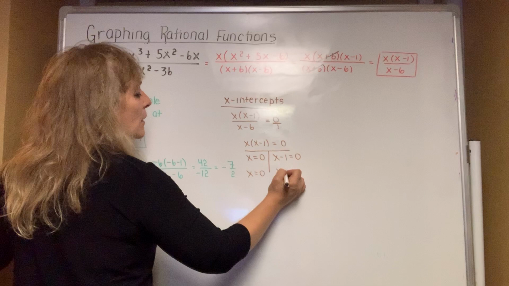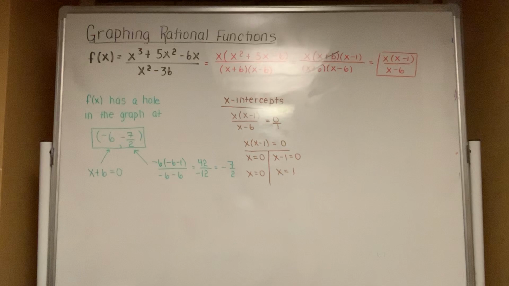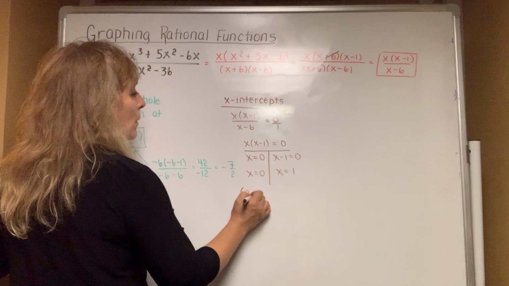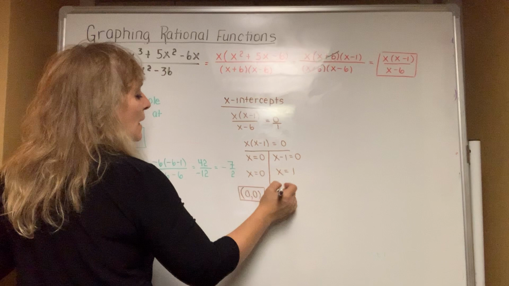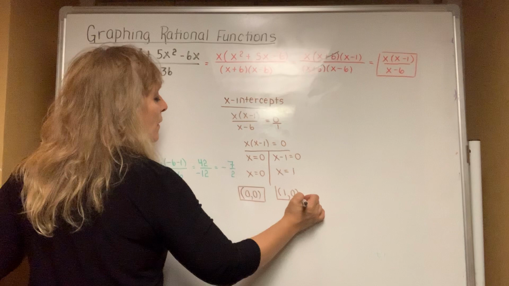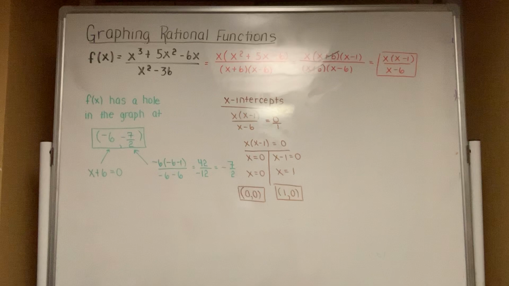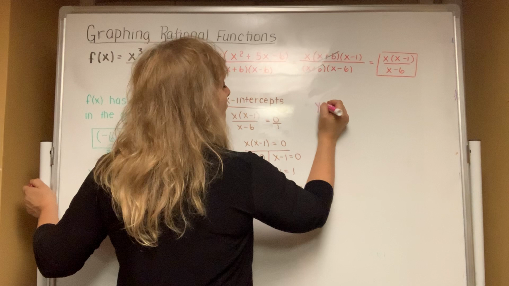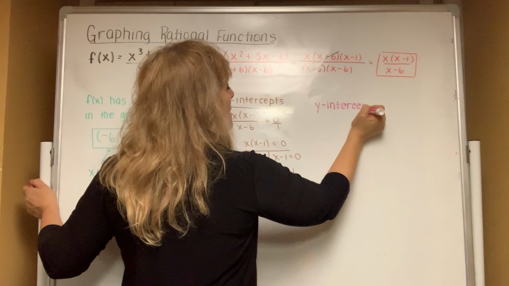But if I'm going to ask for x-intercepts, you have to answer the question with a point. So when the x value is 0, you made the y value 0. That's one of them. And when the x value is 1, the y value is still 0. That's the only other x-intercept in the problem. Once you are finished with the x-intercepts, you're required to go for the y-intercept. In order to figure out the y-intercept, all you have to do is evaluate the function at 0. And I am definitely using the reduced version.